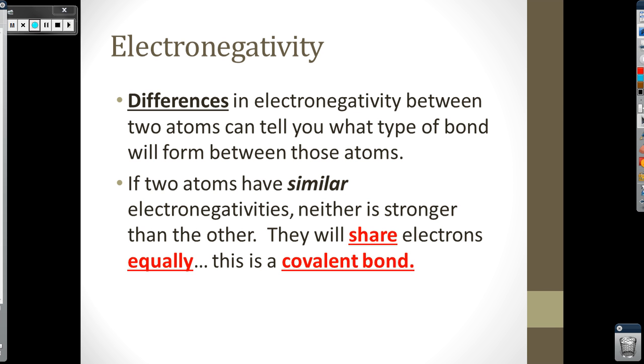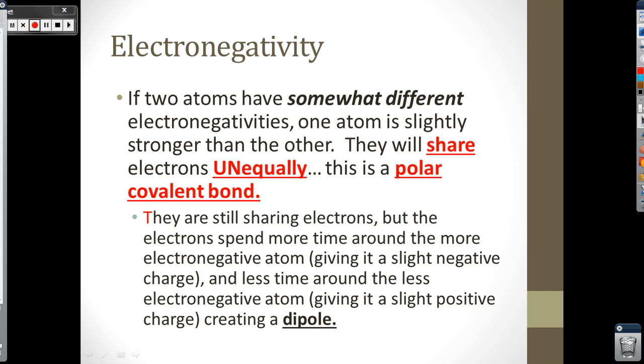So if two atoms have similar electronegativities, it means that neither one is stronger than the other. They both have about the same strength. And so they're going to share the electrons that they use to bond together equally. This is a covalent bond. When the two atoms share their electrons equally, that creates a covalent bond. Okay?